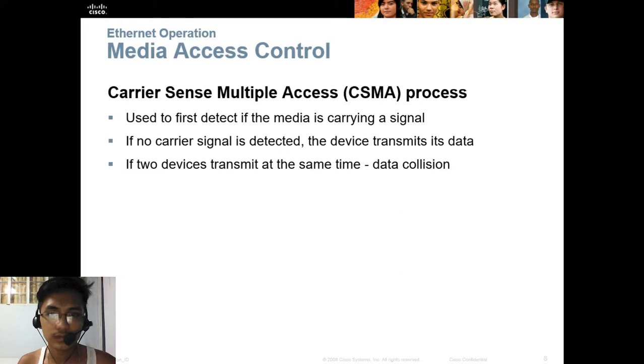The carrier sense multiple access, CSMA, process is used to first detect whether the media is carrying a signal. If no carrier signal is detected, the device will transmit data. If two devices transmit at the same time, there is a data collision. So devices must not transmit at the same time, because the data will collide and become corrupted.